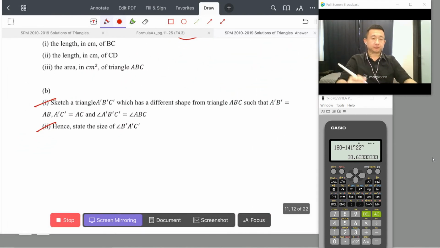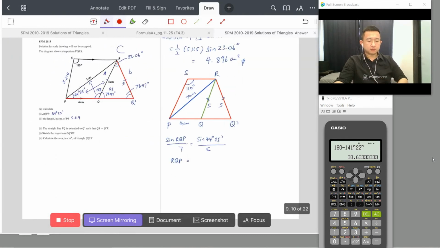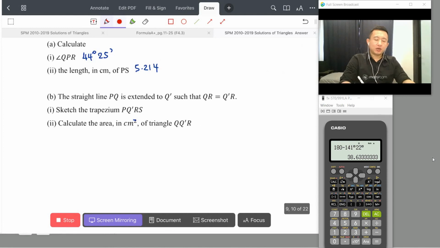2014, sketch a triangle A prime, B prime, C prime, which has a different shape from triangle ABC. From here to here, ambiguous case, new angle. 2013, the straight line PQ is extended to Q prime, a new point. QR equals Q prime R. Ambiguous case, sketch the new shape, calculate the new area.